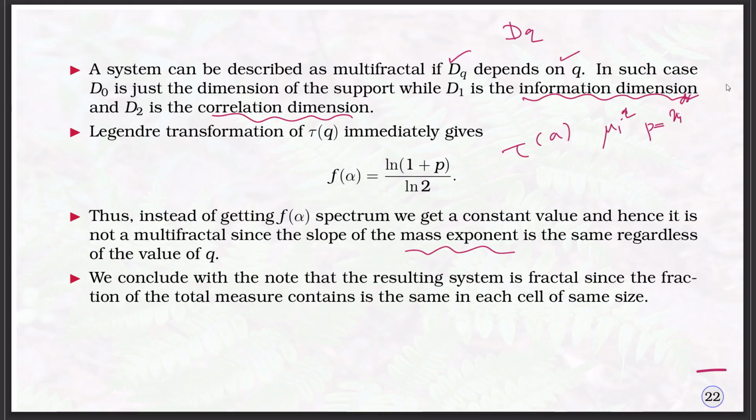So, if you are raising the q, regardless of the value of q, the mass exponent is the same, the slope of the mass exponent is the same. So, we are getting a single point. Also, the f of alpha does not depend on the alpha.